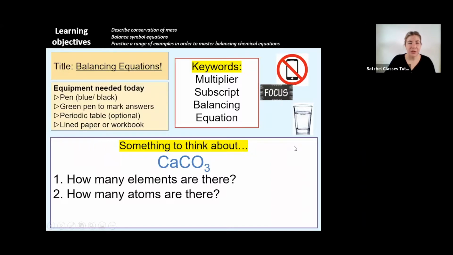Hi everyone, and welcome to today's lesson on balancing equations. So this links as well to conservation of mass, and it's really important in the GCSE chemistry course, and it's vitally important that you understand it.